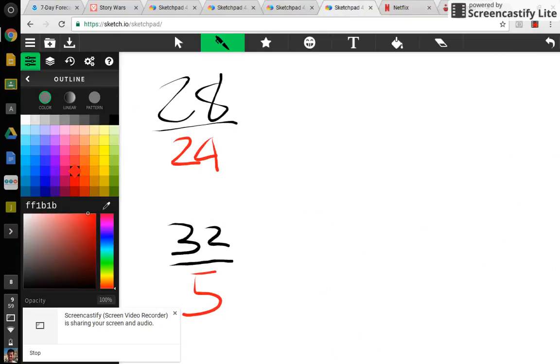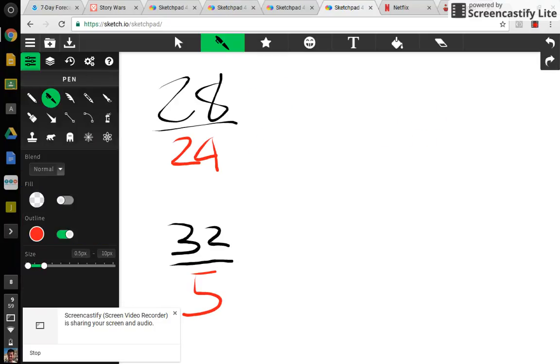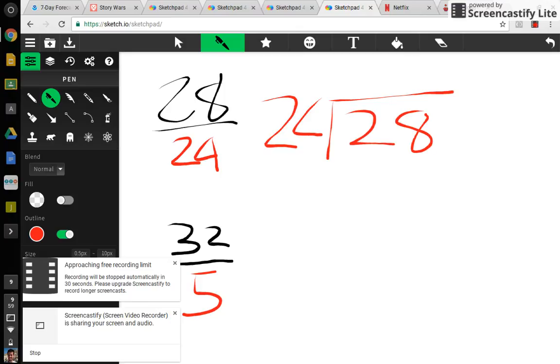Here's another way. This is a little bit more advanced, but nothing you couldn't handle. Remember that fractions are just division problems. The top number is being divided by the bottom number. So here we would set up, I'm sorry, let me go back. We would set up 28 divided by 24. In other words, if we're making groups of 24, how many could we get?